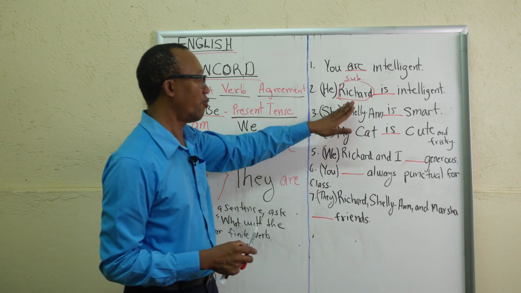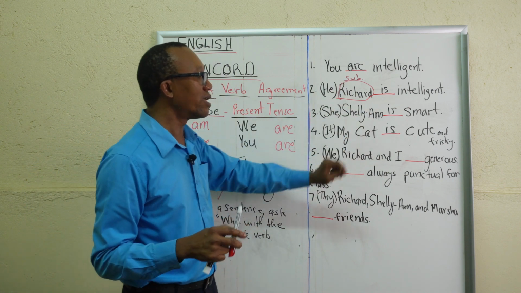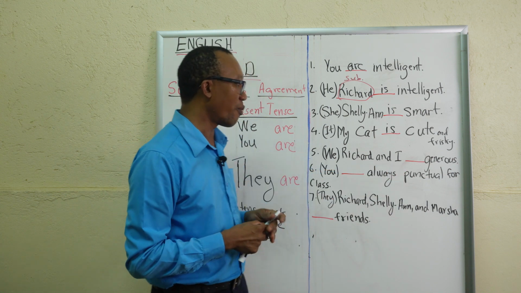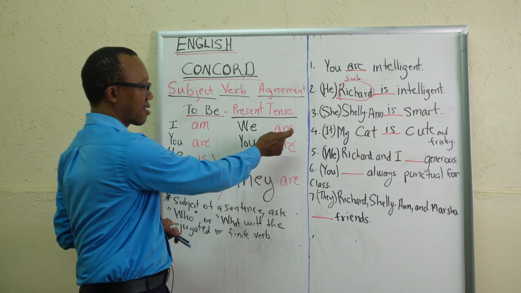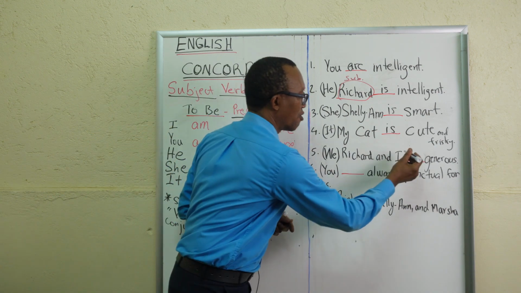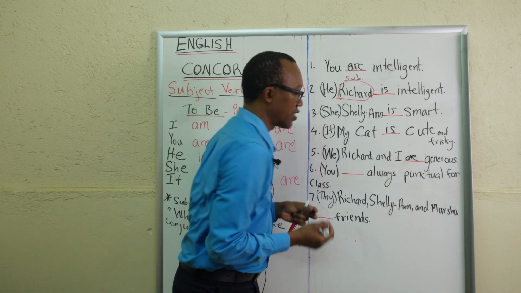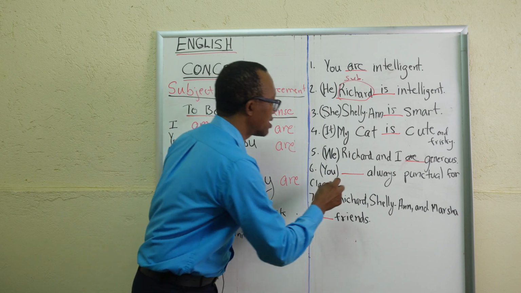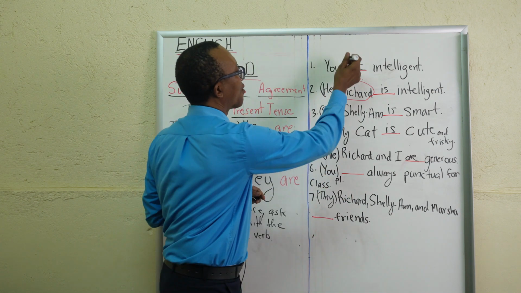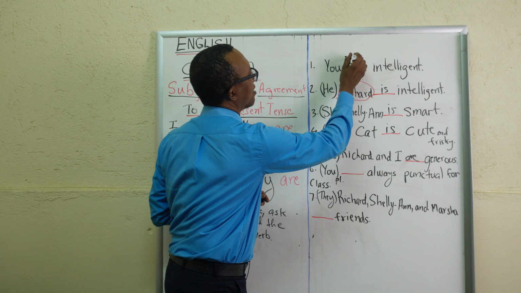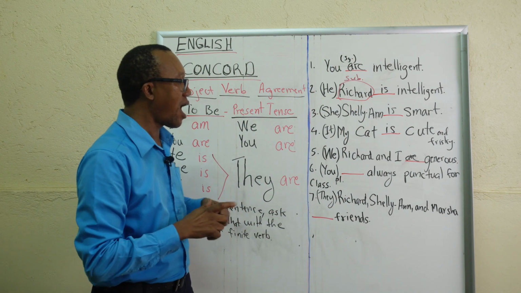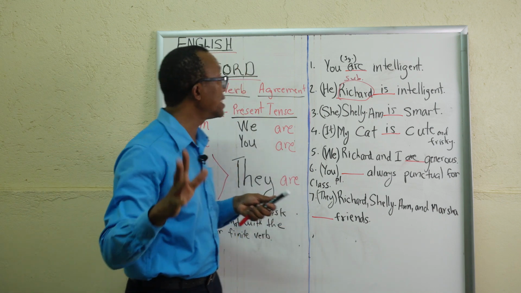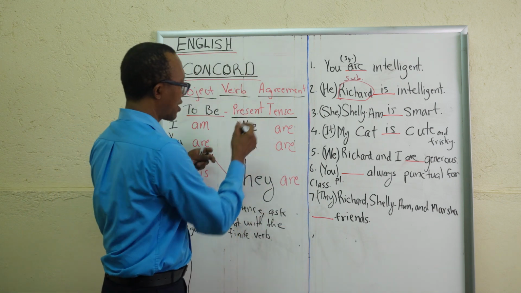So whereas Richard by himself is, once I add someone else to it, myself, I, then it becomes, of course, you are saying are, and you are correct. Richard and I are generous. Okay? Number six, you, the plural form now. So this form is plural. Right? Here was singular. Right, so you, again, only are can be there as the verb form.